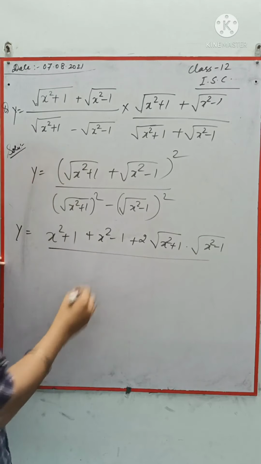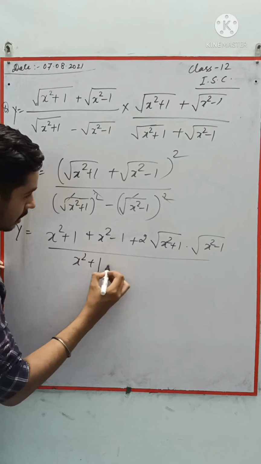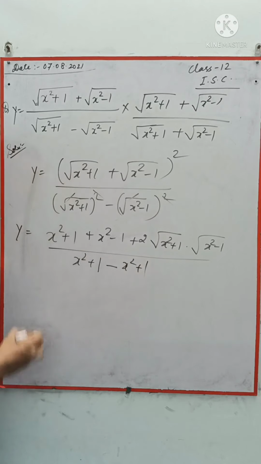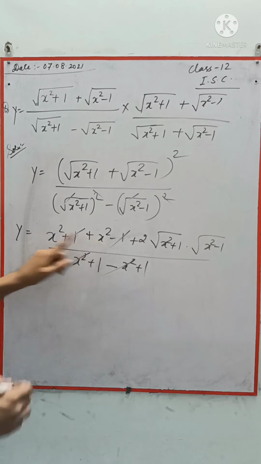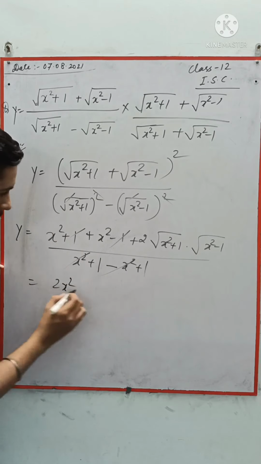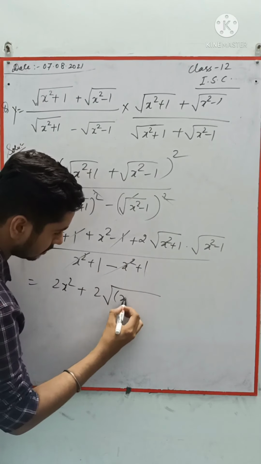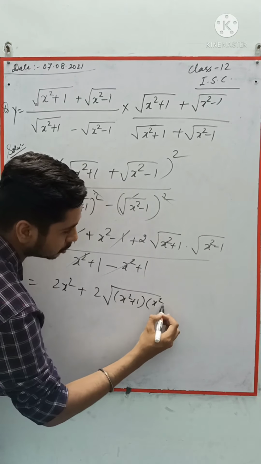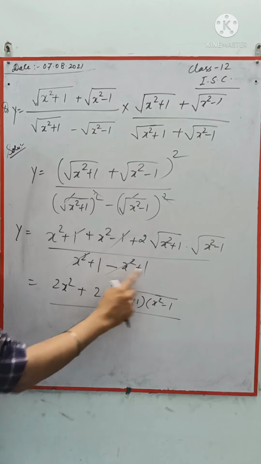Okay, and here in the denominator the square root cancelled. So x square plus 1 minus x square plus 1. Okay, here 1 and 1 cancelled, here x square and x square. x square plus x square, you will get 2x square plus 2 times the square root of this into this. In the common root I am writing, because they both are in the root, upon 1 plus 1, 2.